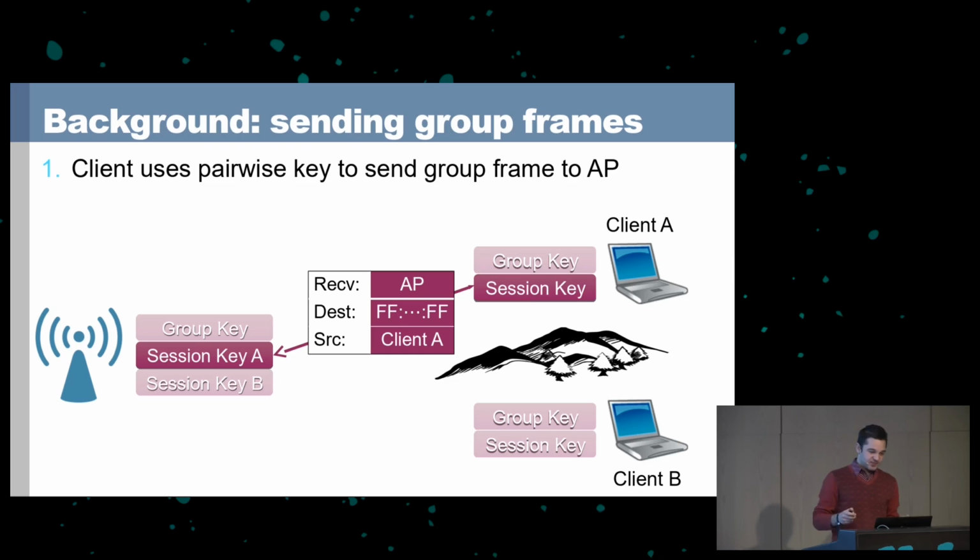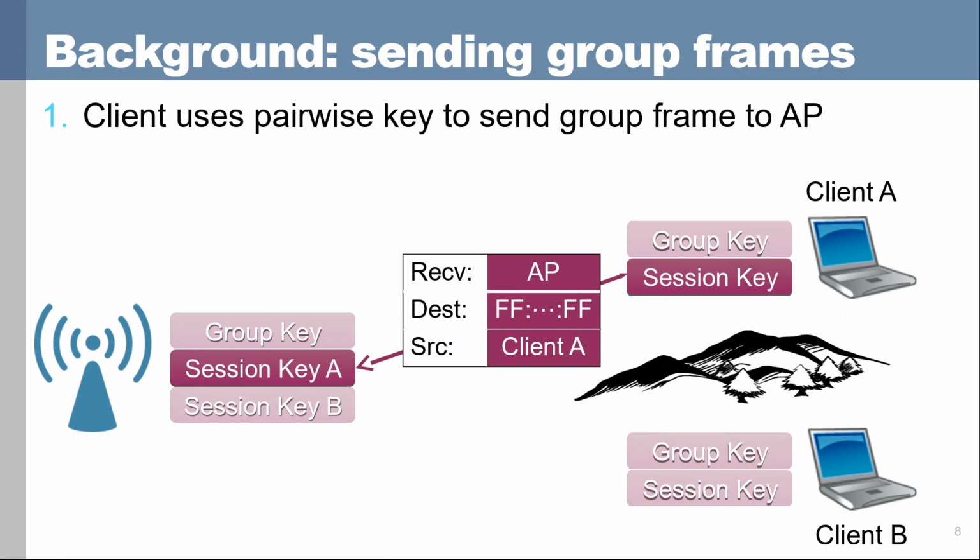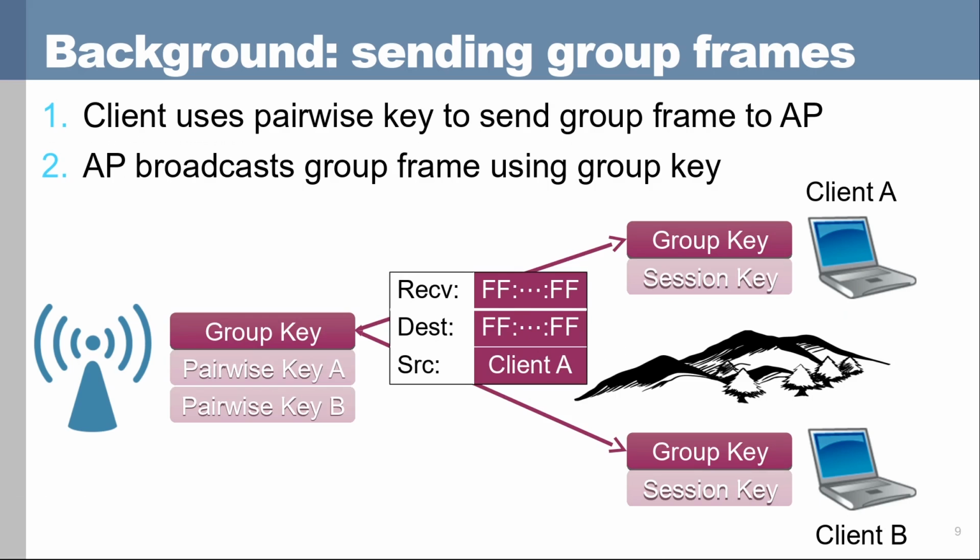And it will essentially send this frame with the access point as the immediate receiver. However, the final destination is the broadcast MAC address. Because the immediate receiver is the access point, it will be encrypted using the session keys. When the access point receives this frame, it will also use the session keys to decrypt it, but then it will see that the final destination is actually the broadcast MAC address, meaning I will have to forward this to all clients.